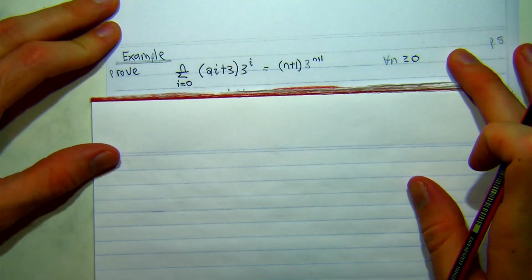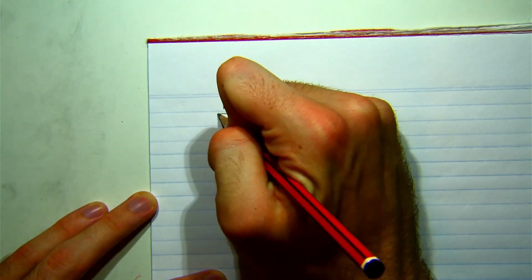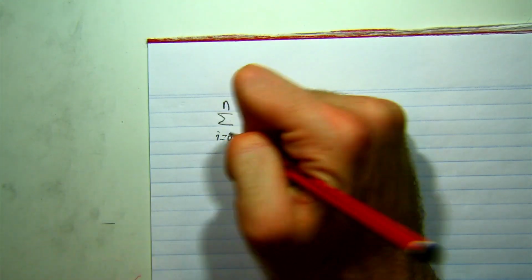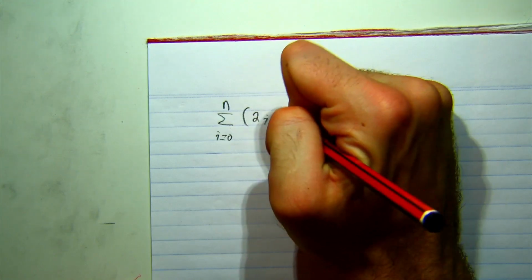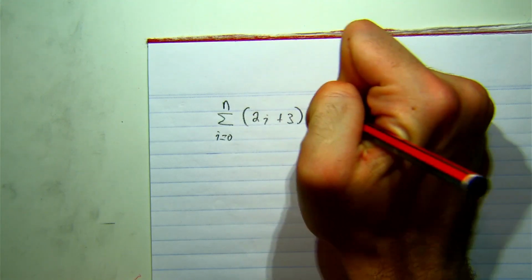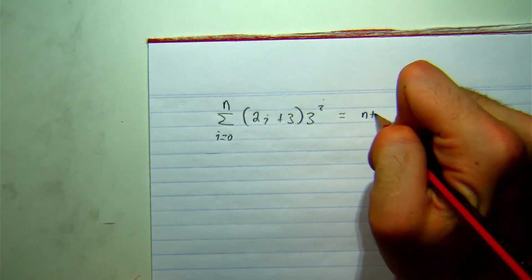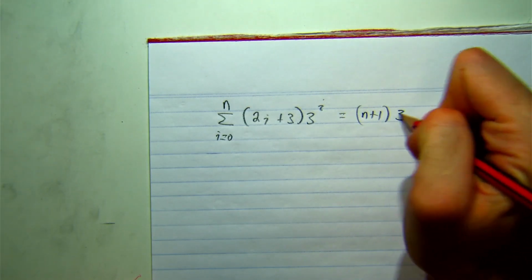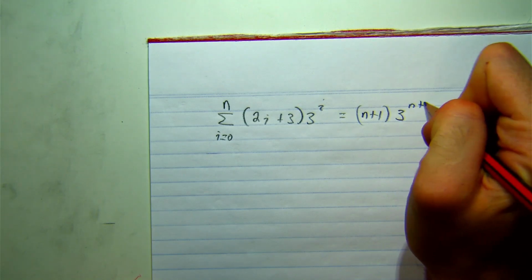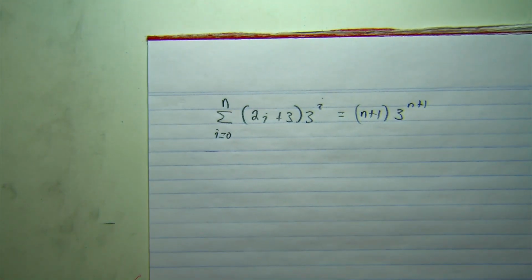So that is correct. Step 1 is verify. Yeah, maybe I'll flick it across, just to quickly write out the sum. The sum of 2i plus 3 multiplied by 3 to the power of i is equal to n plus 1 multiplied by 3 to the power of n plus 1.